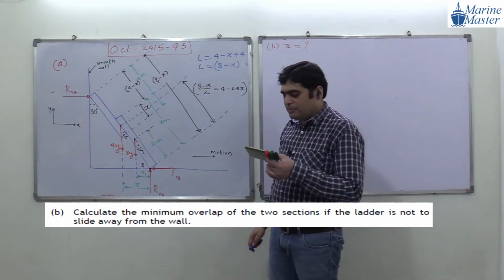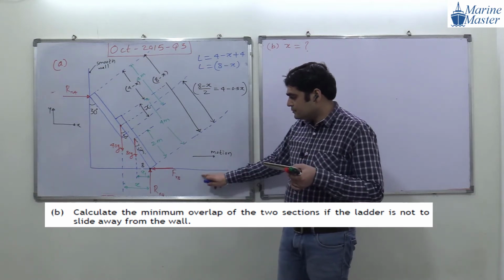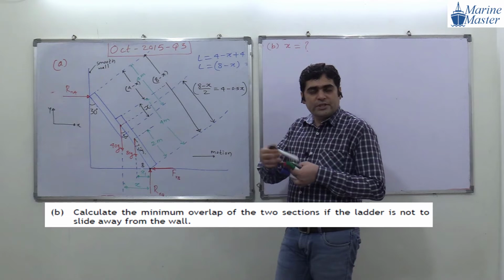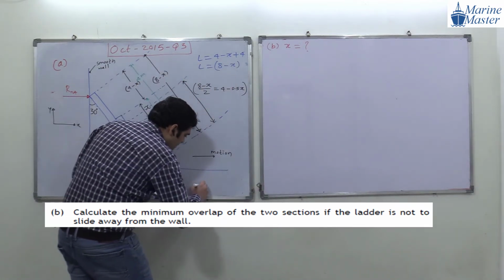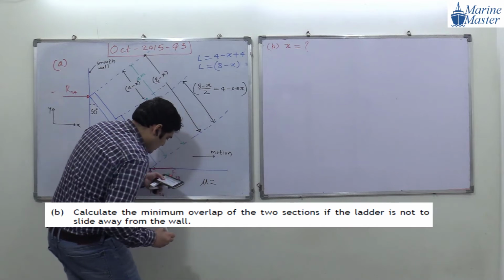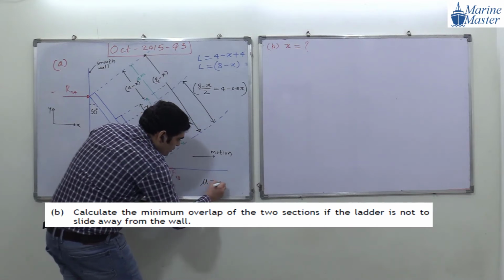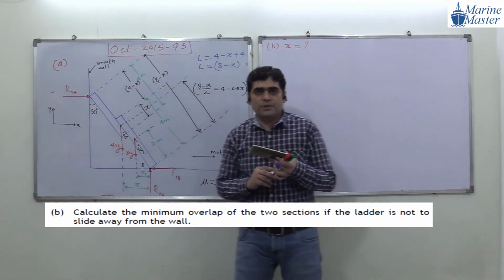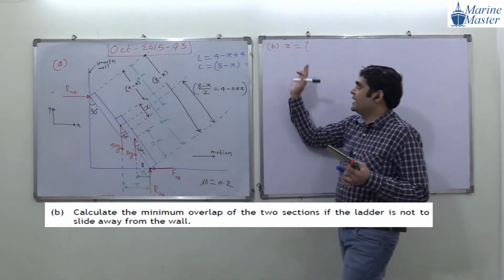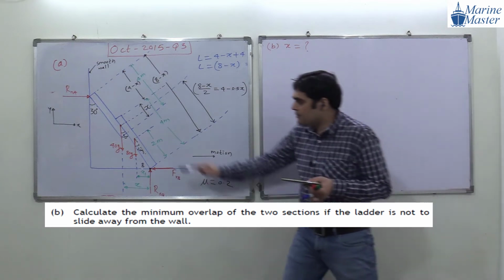And what is the coefficient of friction given for this surface? For this surface, guys, mu is how much? Please write down here 0.2. So they have given us coefficient of friction 0.2, and our target is to find x, that overlap x.